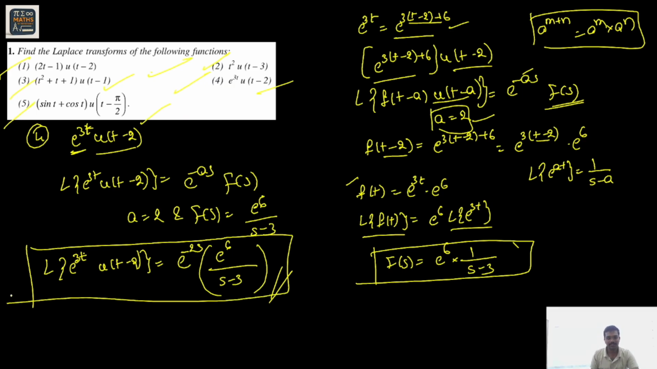Okay, take a screenshot. Now we see one more problem, a sin and cos problem. The fifth problem: sin t plus cos t into u of (t minus pi by 2). We convert these t terms into t minus pi by 2, like sin t plus cos t; this sin t can be written as cos of (pi by 2 minus t).